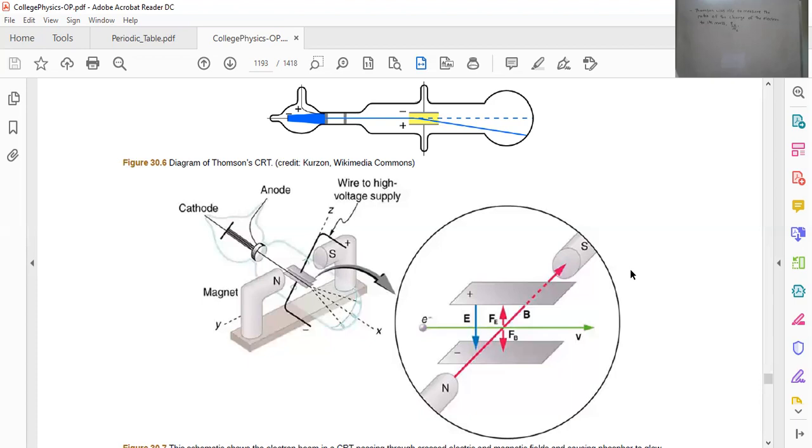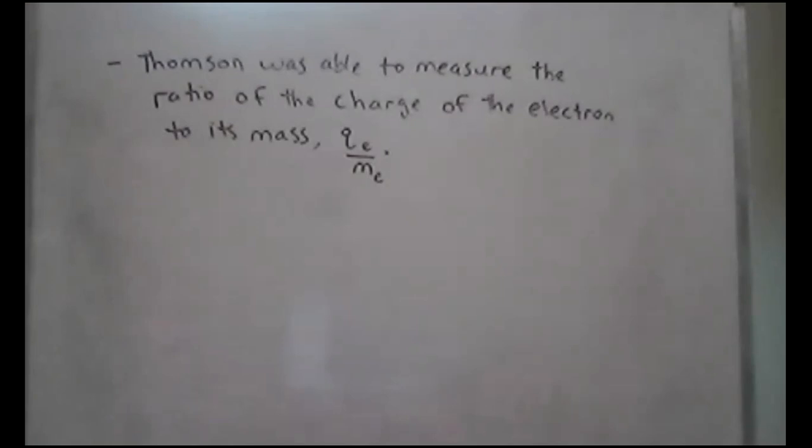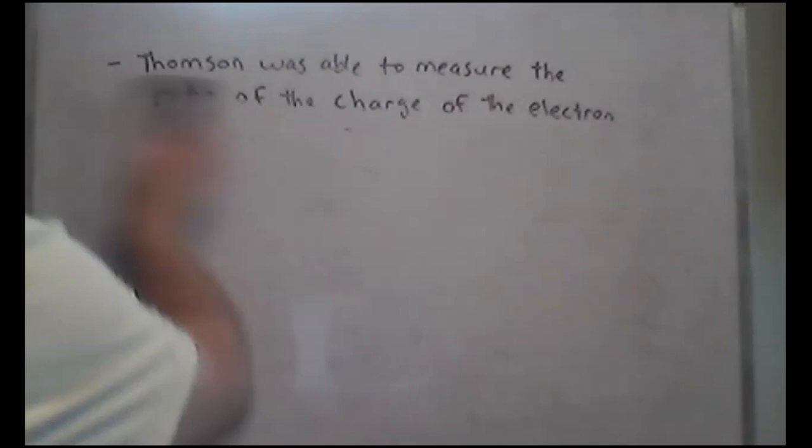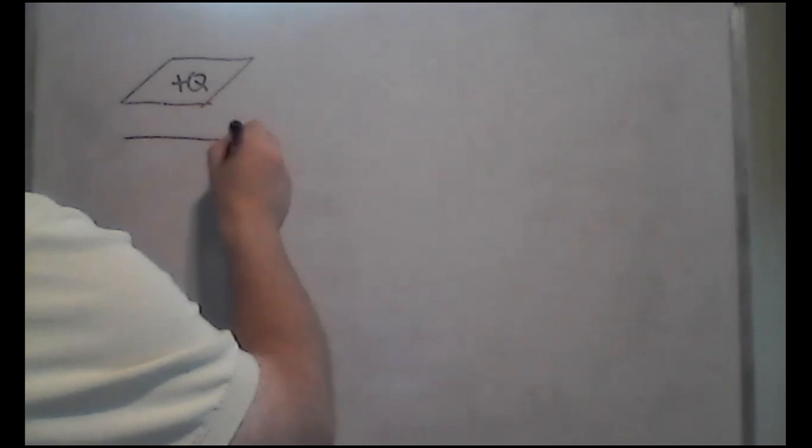Let's look at it mathematically. I'm going to go back to my whiteboard. So again, what Thomson did is, and I'll try to give a rough drawing of the experiment, but it won't look anywhere as nice as that one. We have a positive plate above, and below we have, pardon my drawing skills here, a negative plate, all right?